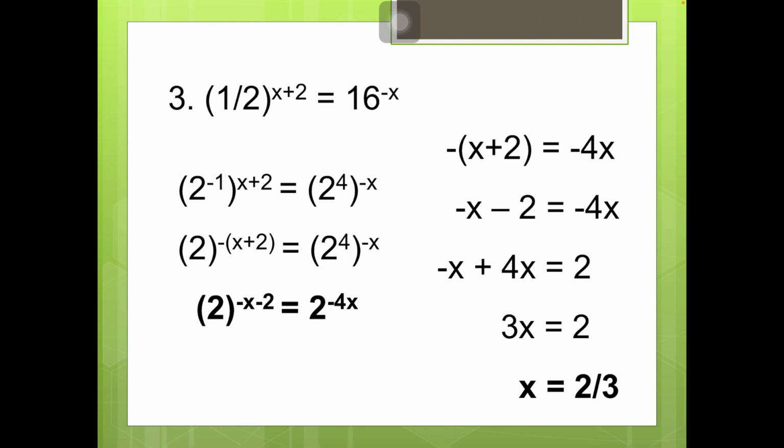Then divide both sides by positive 3. So 3x divided by 3 is x, and 2 divided by 3 is 2/3. Therefore, our answer is x is equal to 2/3.